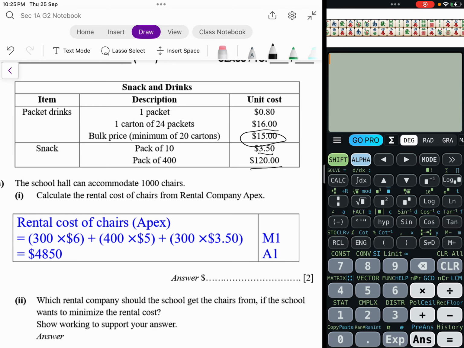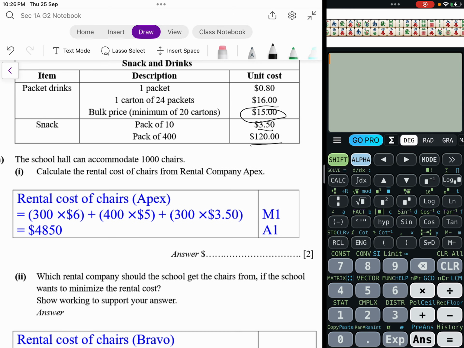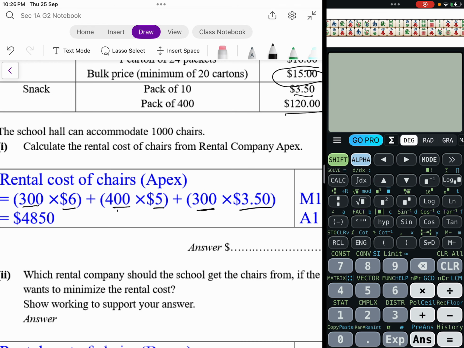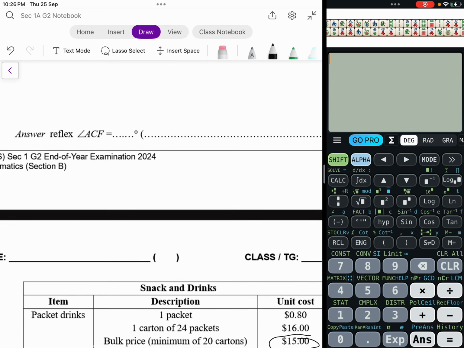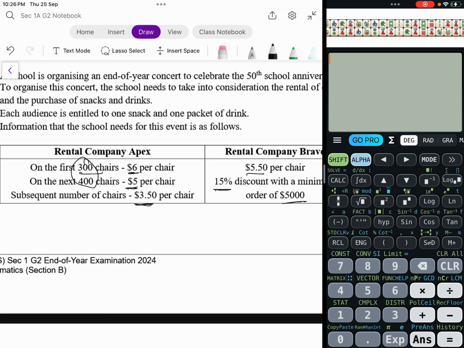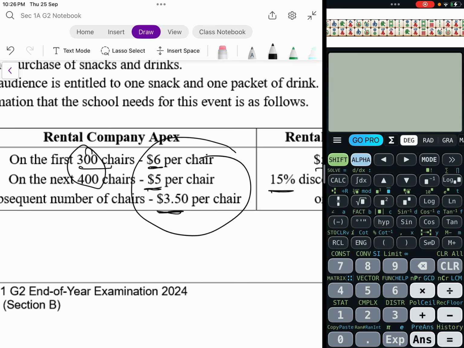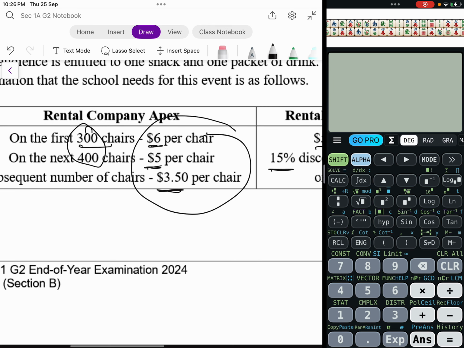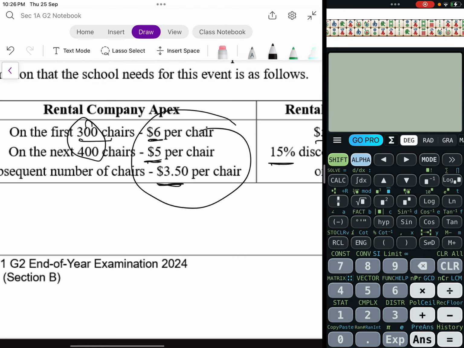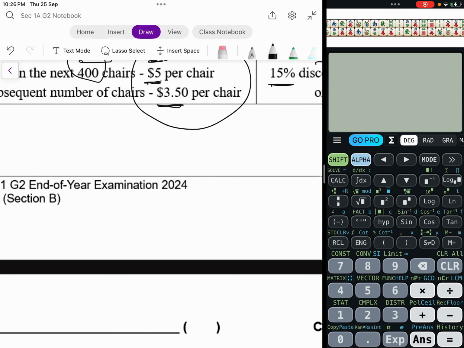Okay, the school hall can accommodate 1,000 chairs. So calculate the rental cost from Apex. Okay, so 1,000 chairs means 300 times 6, 400 times 5. Then any additional above 700, you have to pay 350, right? So 300 times 350. So this is the cost you pay for Apex, right? According to this information here. Right, charge 300, $6. 400, the next 400, $5. Above 700, any additional charge 350.